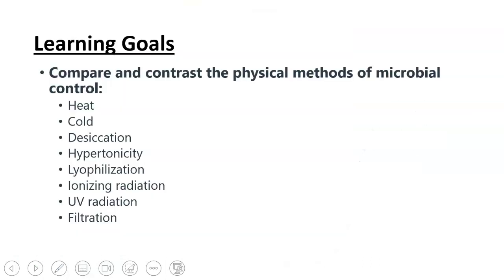So in this video, we're going to talk about a variety of different physical methods that we use to control microbial growth. We're going to start out with heat and then cold, desiccation, hypertonicity, lyophilization, ionizing radiation, UV radiation, and then finally filtration. These different methods each have advantages and disadvantages when it comes to controlling microorganisms. And we're going to talk about each one, define what they are and some of the common applications that we see.